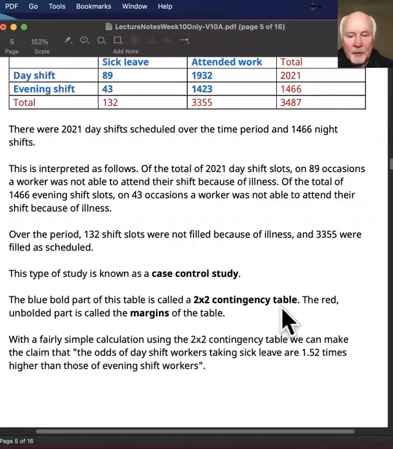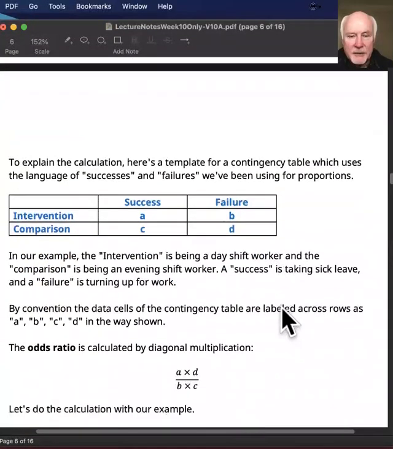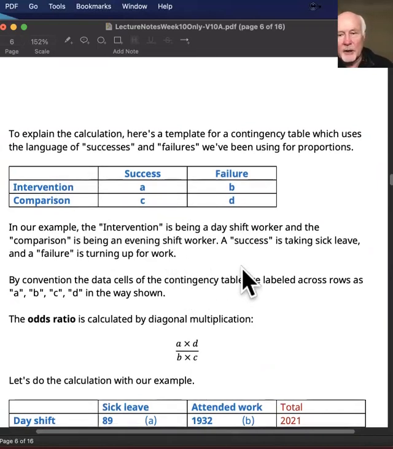Now, we can make a calculation about odds from a contingency table like that. So let me just give you a little bit more terminology about contingency tables. So we've got the intervention and success, comparison, failure, and then by convention we label these four cells A, B, C, D in that order. Okay, and that's the common way that it's done.